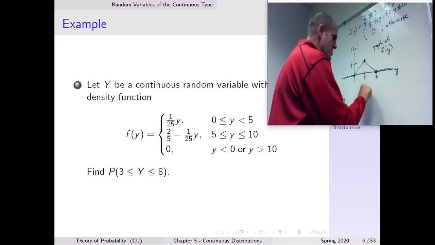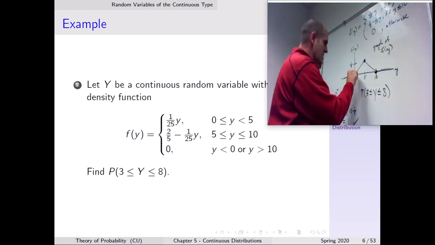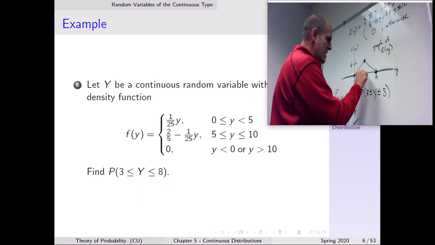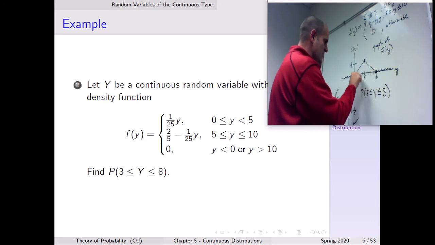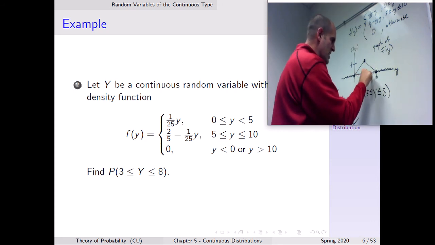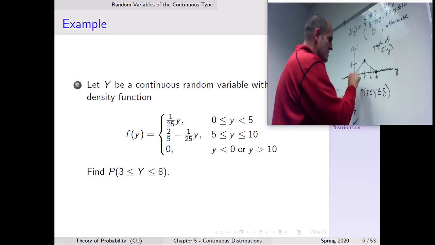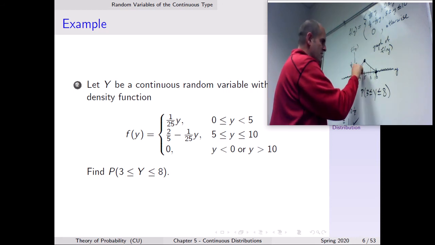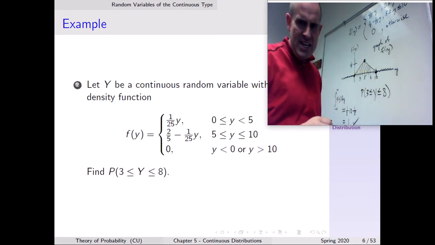Probability that 3 is less than or equal to y is less than or equal to 8. Well, where in the world is 3 and where is 8? So let me see. 1, 2, 3, 4, 5, 6, 7, 8, 9, 10, right? So here's 3 and here's 8. So that means I want this area right here between 3 and 8.